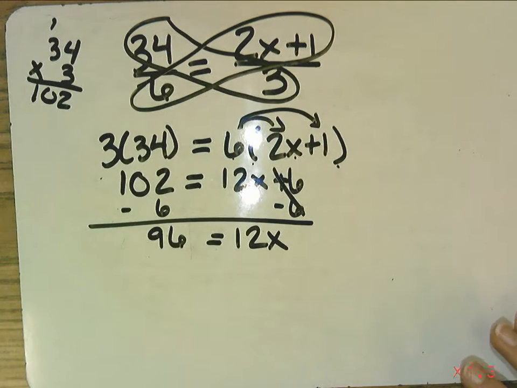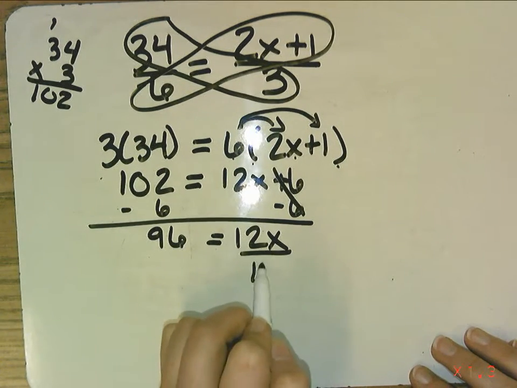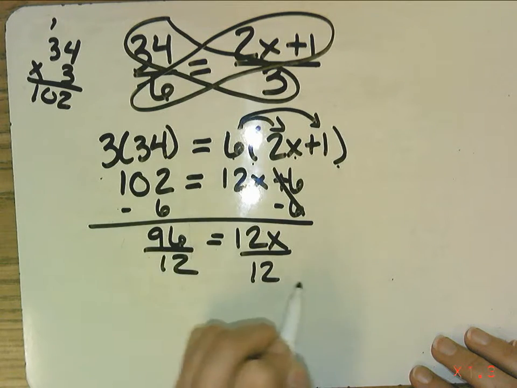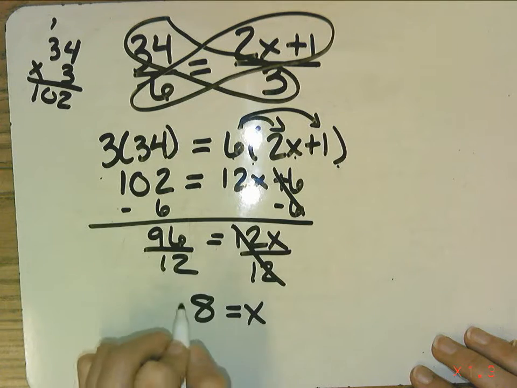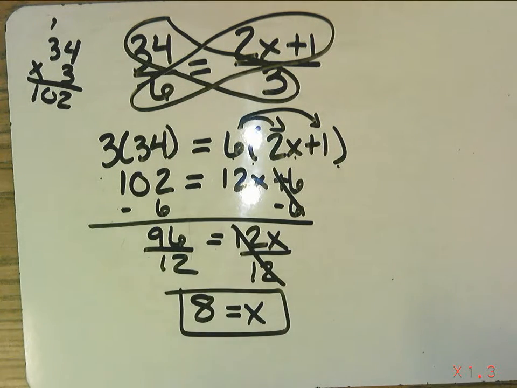96. Now I'm going to divide both sides by 12. And when I do, I get my solution, which is x is equal to 8. And that's how you solve proportions.